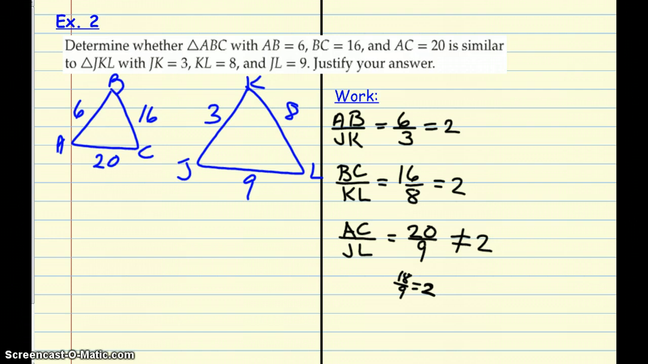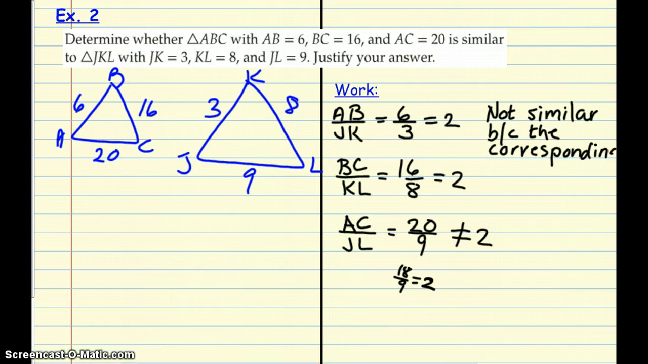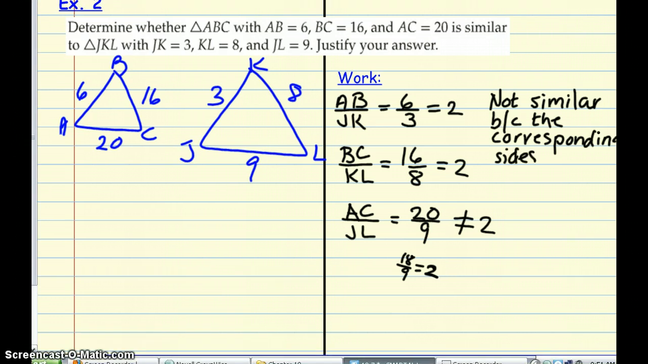So what can we say about these two triangles? These two triangles are not similar, because the corresponding sides are not all in proportion. The ratios of those sides have to equal exactly the same thing in order to be considered similar.